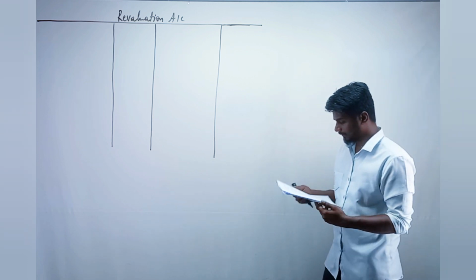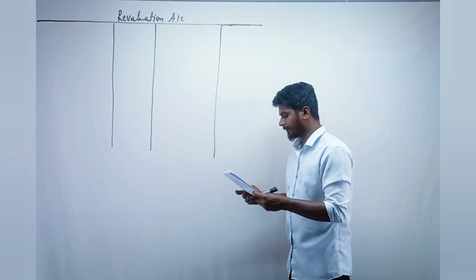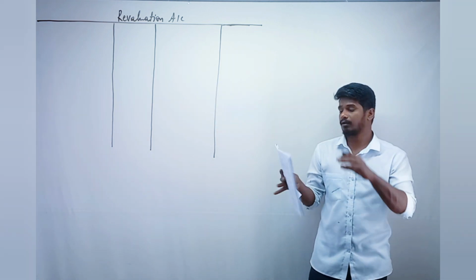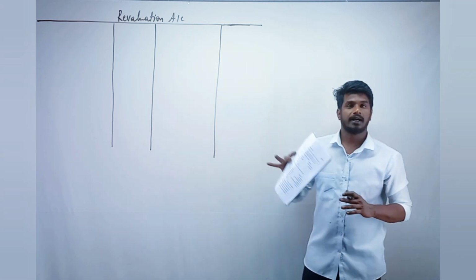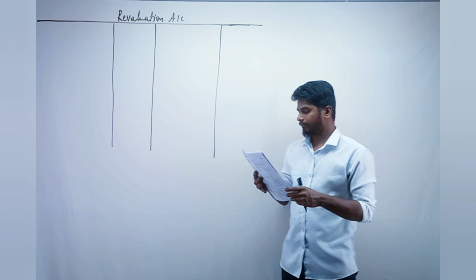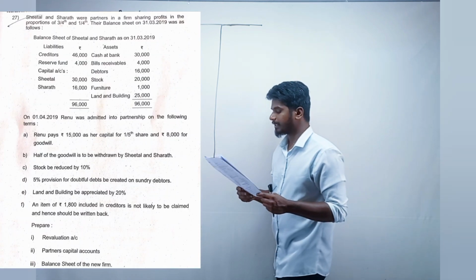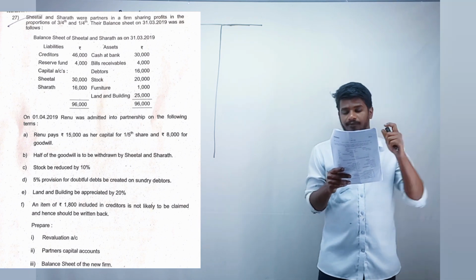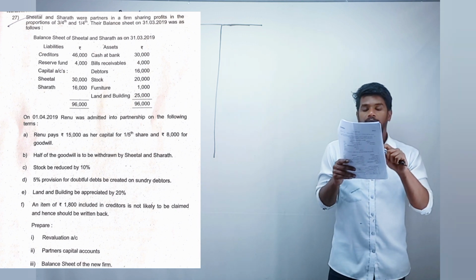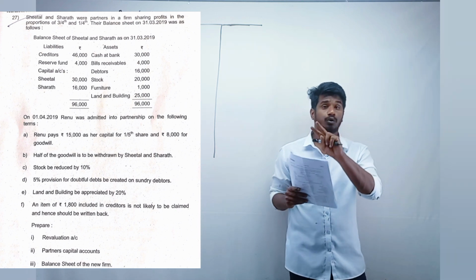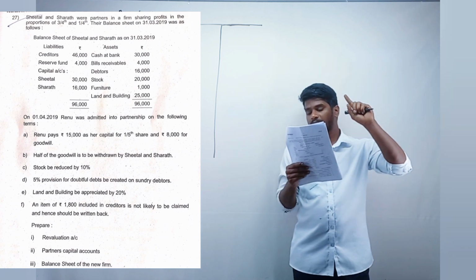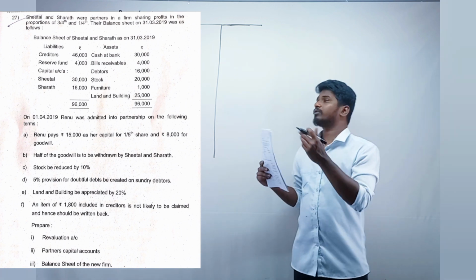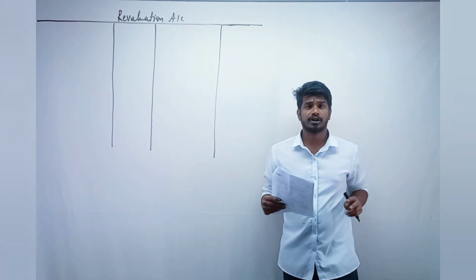So in the first adjustment, see adjustment A. We are dealing with the adjustments in the revaluation account and also with the balance sheet, so you'll understand it better. The first adjustment says Reno pays 15,000 as her capital for 1/5 share and 8,000 for goodwill, correct? Half of the goodwill is to be withdrawn by Sheetal and Sharad, which is not related to the revaluation account, right?